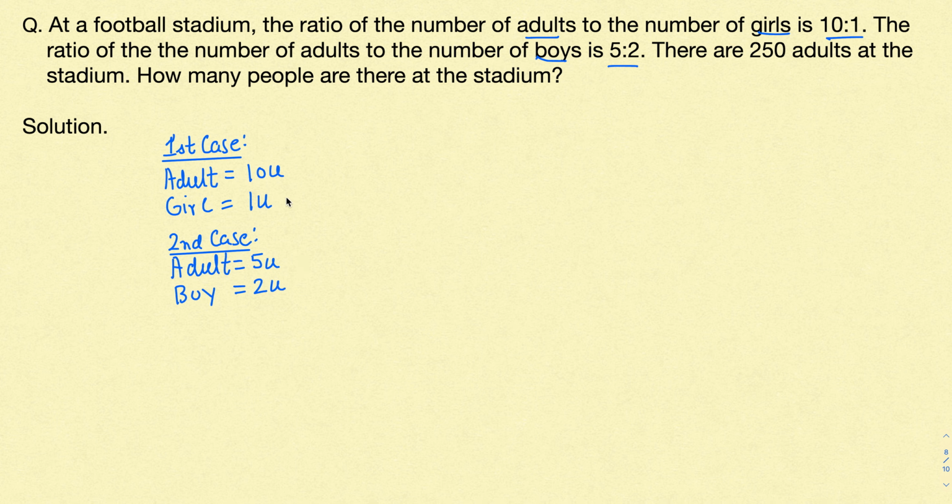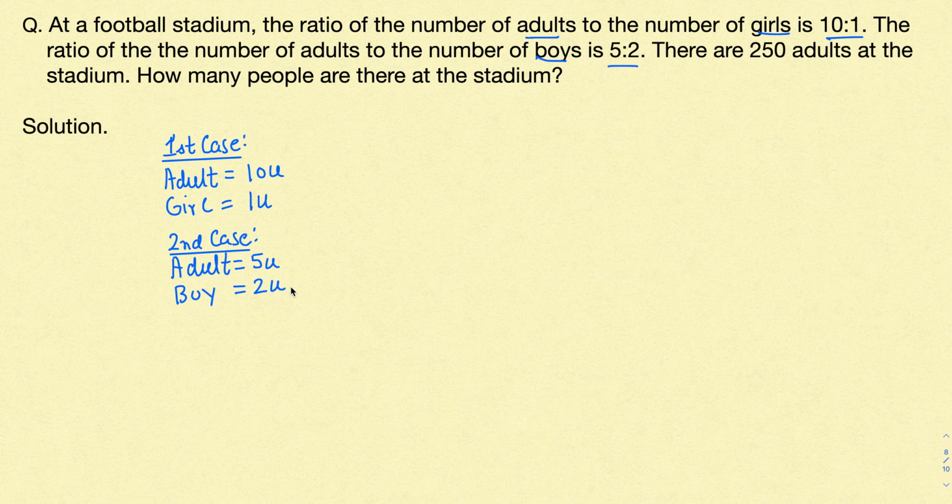we can make the number of units of adults in both the cases the same. Since the number of adults is fixed, we should make the number of units of adults the same in both cases. In the first case, the number of adults is 10 units, so we should make the number of adults in the second case also equal to 10 units. We can make it 5 here as well, but then we would divide by 2 and we have to divide the number of units of girls as well. But then that will give you decimals, and we don't want to deal with decimals here, right?